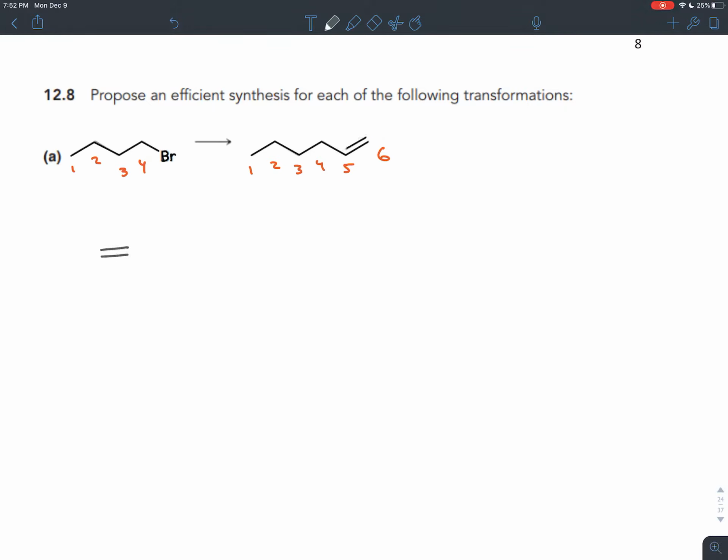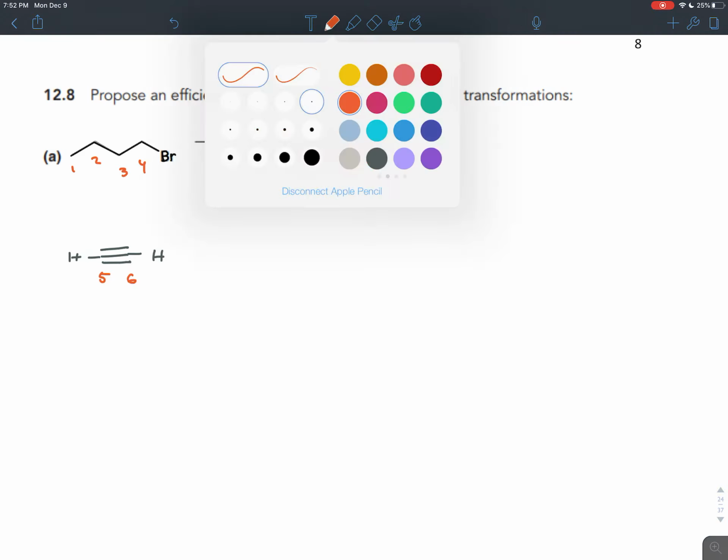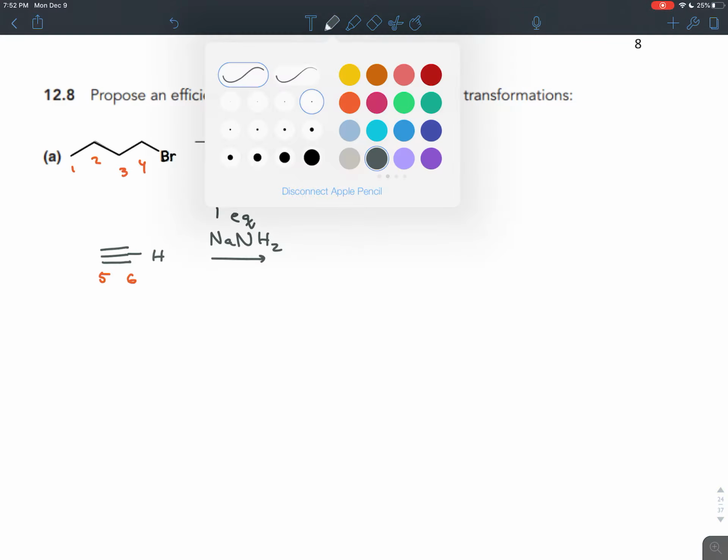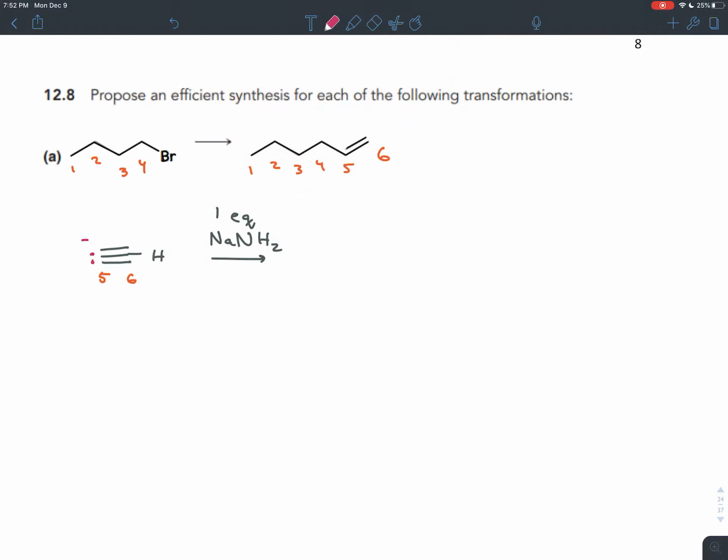So we can add a triple bond, and there's hydrogens on here, but that would be like carbons 5 and 6. And if we treat that with sodium amide, and let's say just one equivalent, that strong base will rip off this hydrogen, and the electrons in the bond that was holding the hydrogen will snap back onto the carbon. There'll be a lone pair, and that lone pair can act as a nucleophile. That's what you get as the product. You originally just have the hydrogen there.